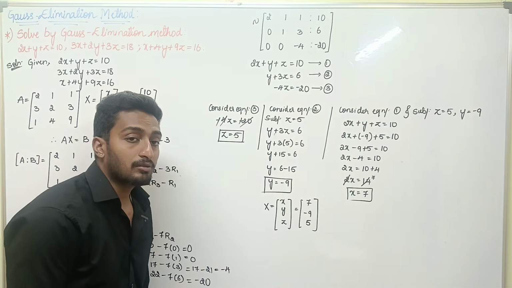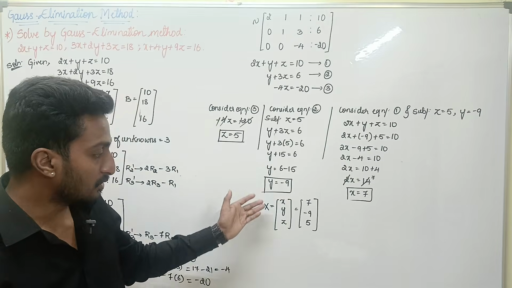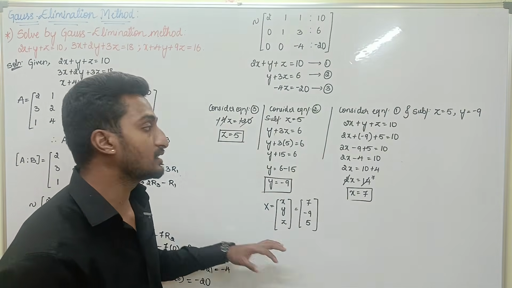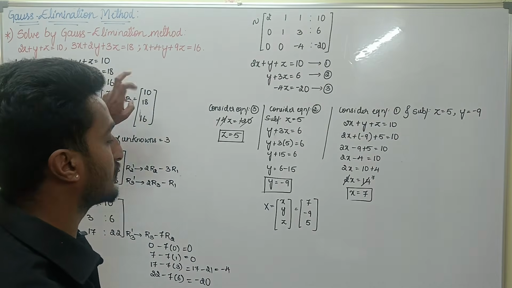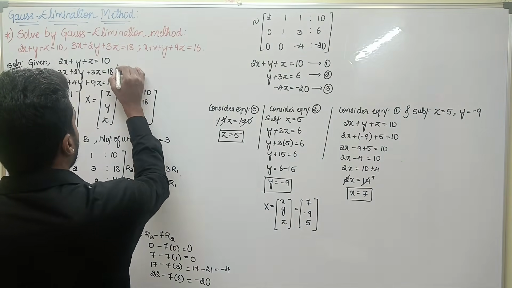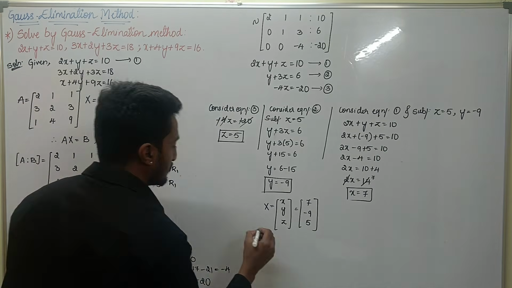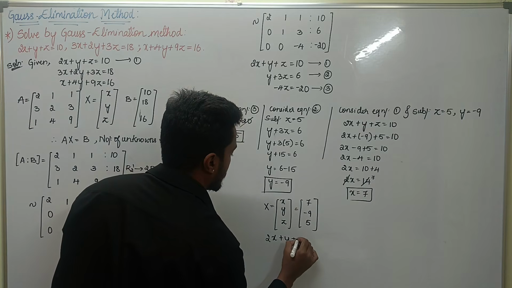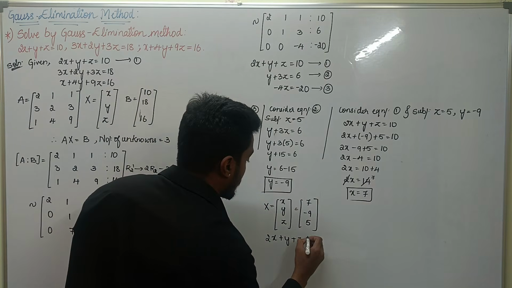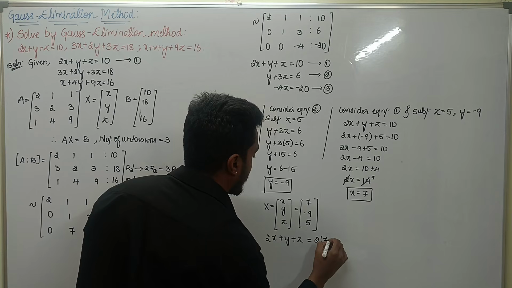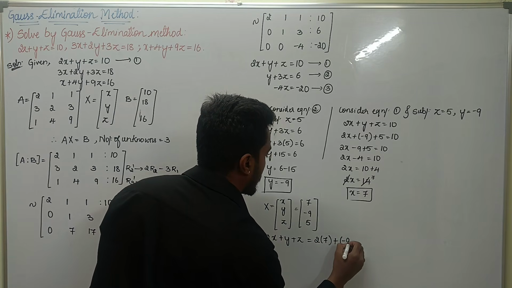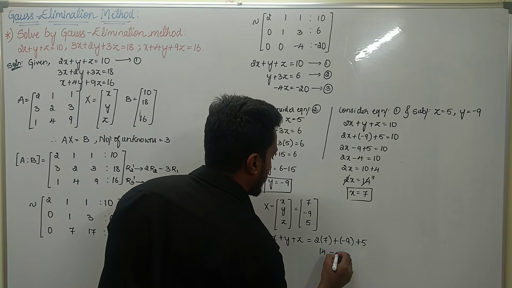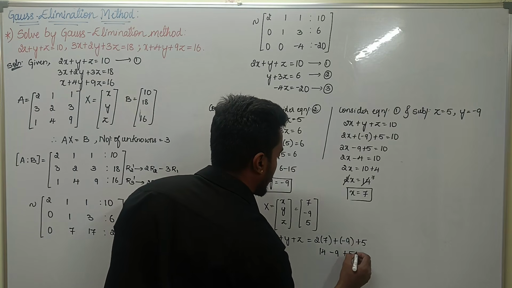Now let us check whether the values of the unknowns x, y, z are correct or not. Let us substitute these unknowns in any one of these equations. Let us consider equation number 1 itself, that is 2x plus y plus z should be equal to 10. Now let us simplify. 2 into 7 plus minus 9 plus 5. 7 twos are 14 minus 9 plus 5.